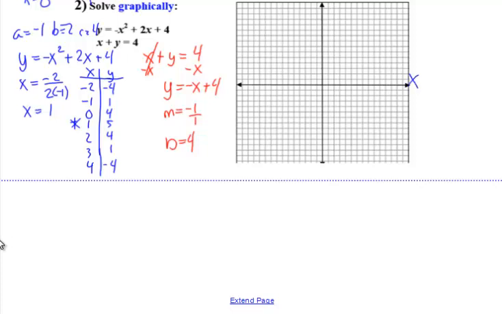Let's label our axes, x and y. So we're going left 2, down 4, 1, 2, 3, 4. We're going left 1, up 1. At 0, we're up 4, 1, 2, 3, 4. At 1, we're up 5. Okay, and then we're coming back down. 2, 4, 3, 1, and 4, negative 4.